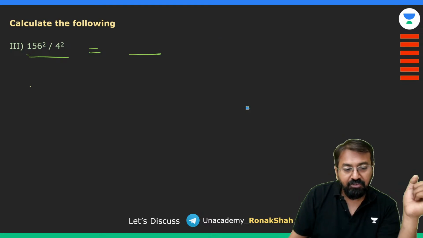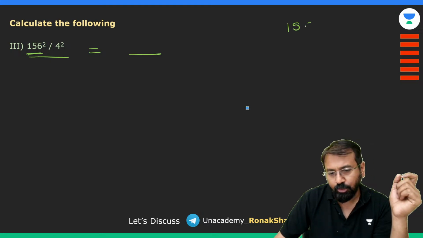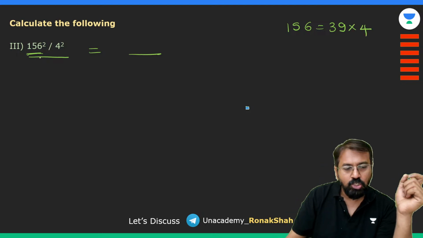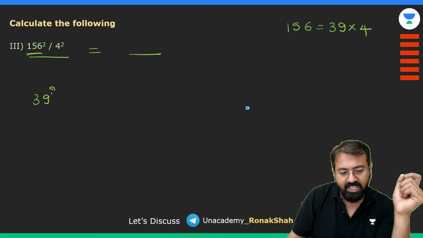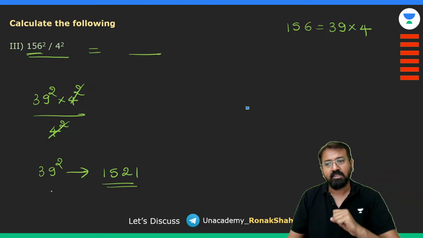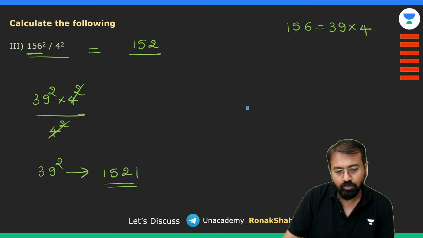So guys, can I say 156 is nothing but 39 into 4? So 156 square is 39 square into 4 square. Divided by 4 square, this part will get cancelled off. So basically you need to find 39 square and it will come out to be 1521. Do you all agree? So the answer will be 1521.